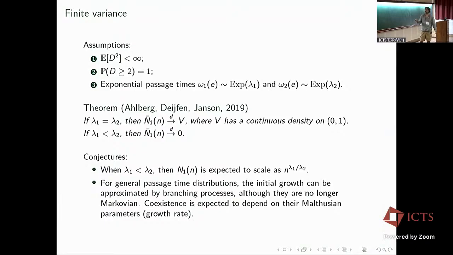You can also conjecture how big the number of vertices that the loser gets is. It can still grow to infinity, but still little o of n, because lambda 1 over lambda 2 is smaller than 1. And in general, you could do this not only for exponential passage times, but for more general passage times. What you do is approximate with branching processes, but they are not Markovian in this case. So there is a little bit more work to do. This has not precisely been done, but this is what we think, and a little bit of heuristics of how this is proved.